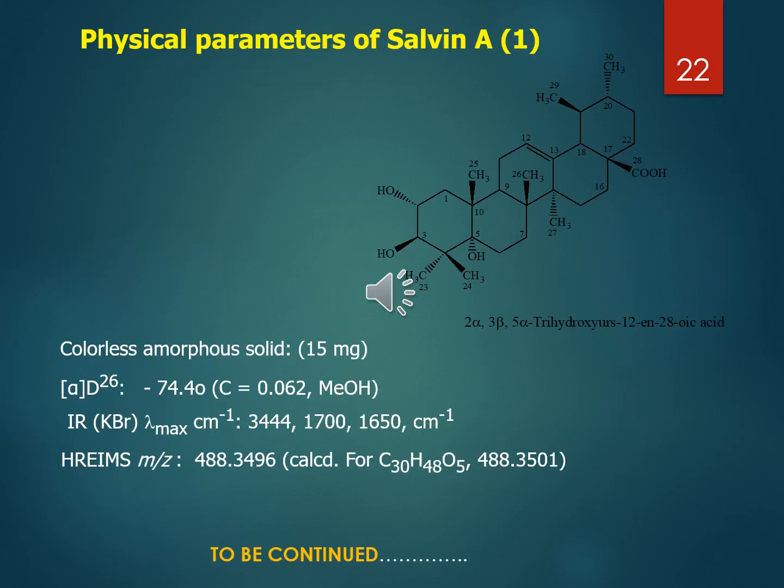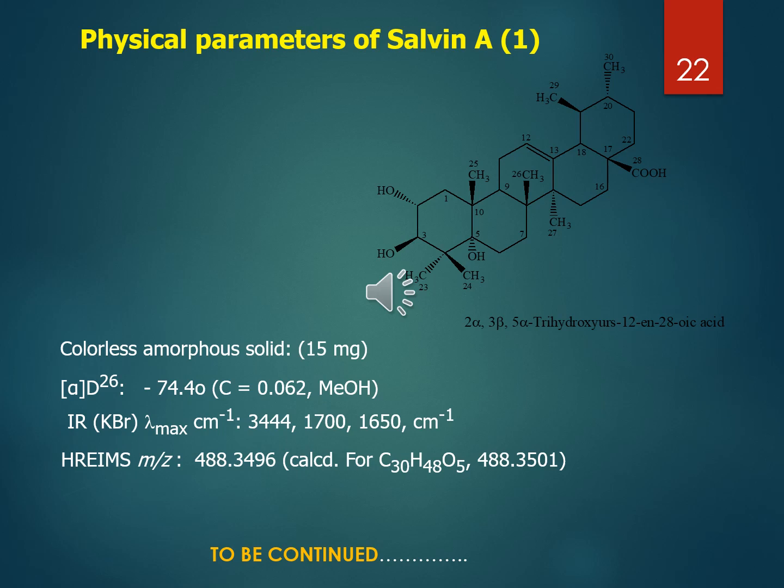After the purification of compounds, these compounds are submitted for the structural elucidation and determination of the organic compounds by spectral techniques. These spectral techniques are IR, UV, proton NMR, C13 NMR, HMBC, HMQC, NOE, COSY, and MALDI techniques. The structure of compound 1 is confirmed on the basis of these techniques, and the name of this compound is Salvin A. This structure has been confirmed on the basis of all these spectral techniques.